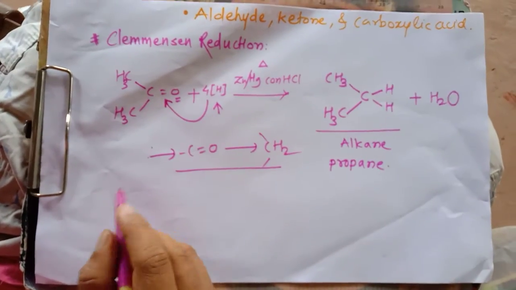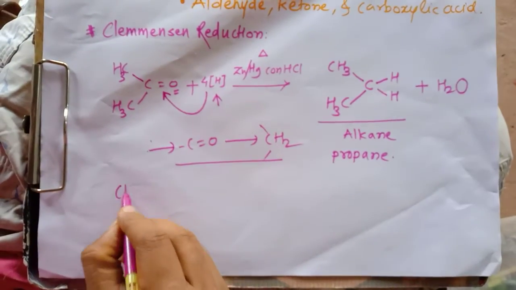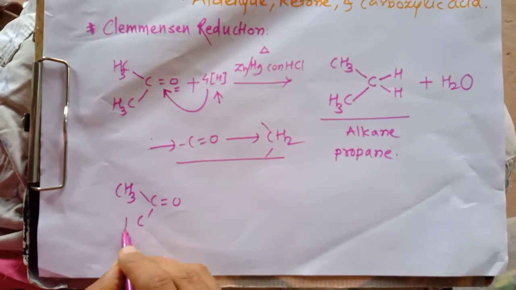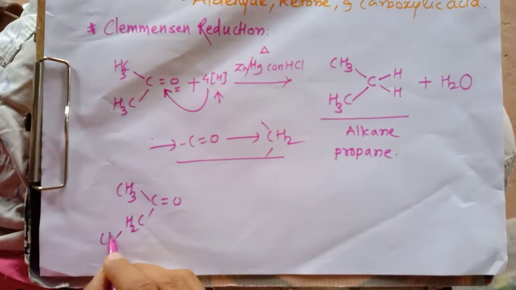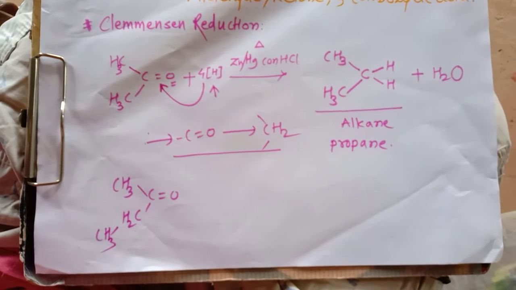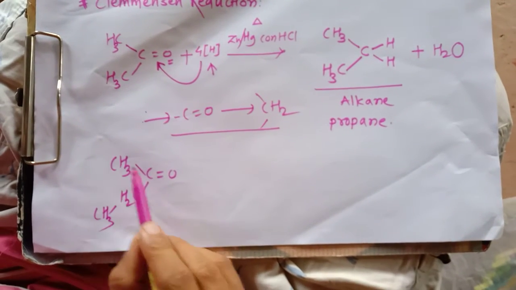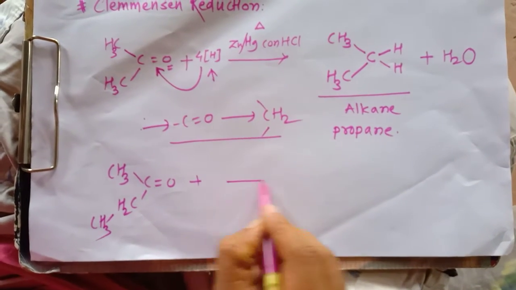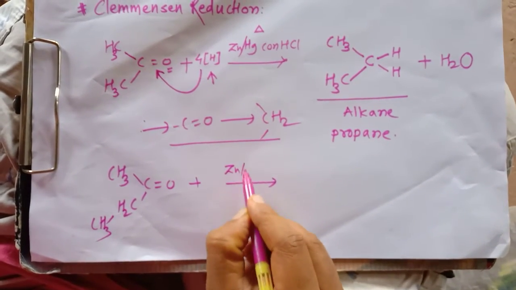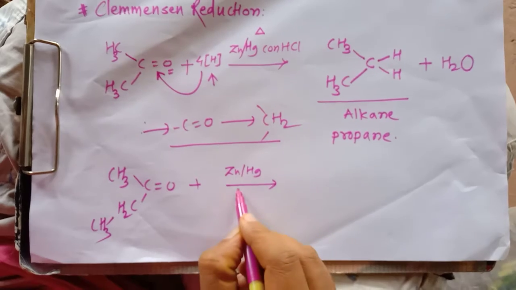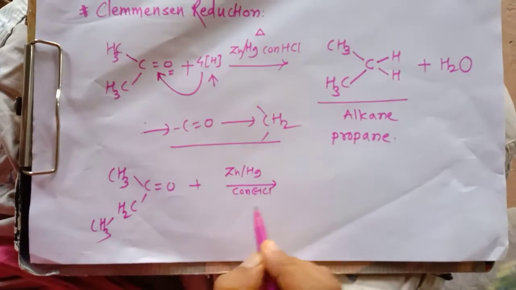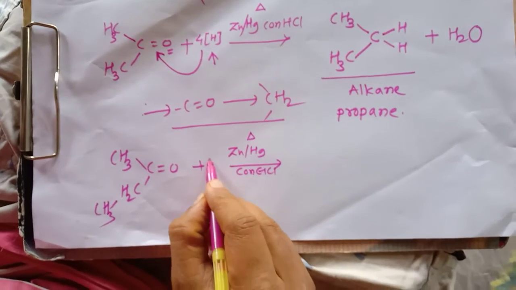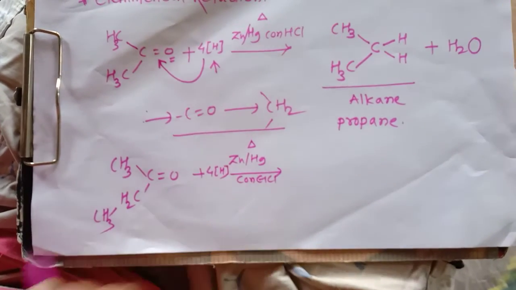Another example for you: CH3, C double bond O, CH2, CH3. This is also a ketone. Again it is treated with zinc amalgam, concentrated HCl, and delta for heating, required somewhat heating. We get 4 nascent hydrogen atoms.